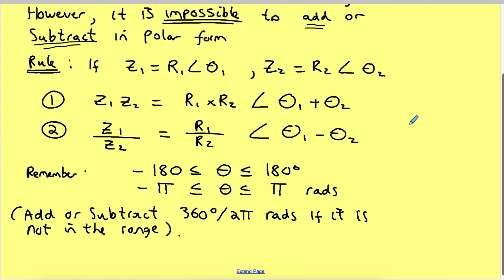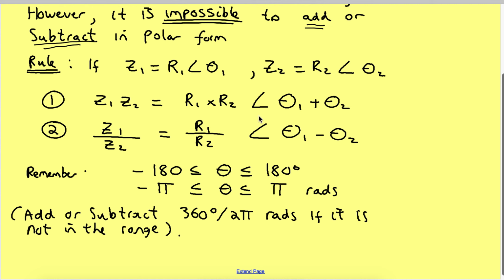Now, one key thing that you've got to remember is that your angle, your final answer theta, has to be between negative 180 degrees and 180 degrees, or between negative pi and pi radians. Now, if we end up with something that's not in that region, so if we ended up with 273 degrees, then we would need to either add or subtract 360 degrees, so it's in the right region. So in that case, we'd take away 360 degrees.